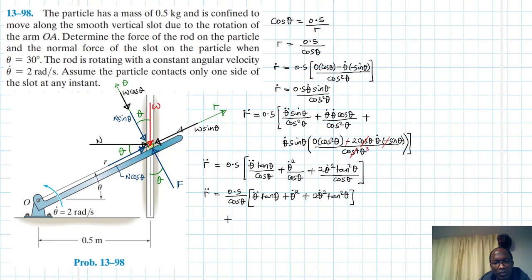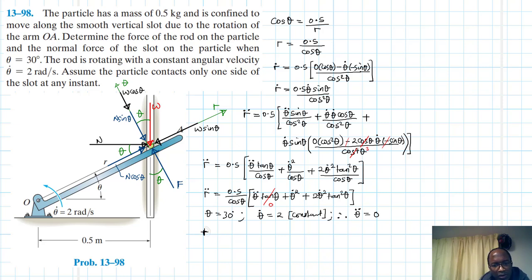Alright, so with this information, let's now work out the values. We have theta itself equal to 30 degrees. We have theta dot, which is equal to 2, and it is constant. If it is constant, we know that our theta double dot will just be equal to 0. So if that is the case, then this part goes to 0. Great. This part goes to 0. Great.